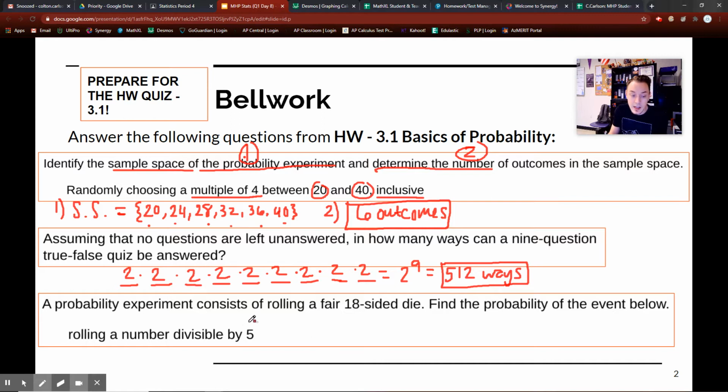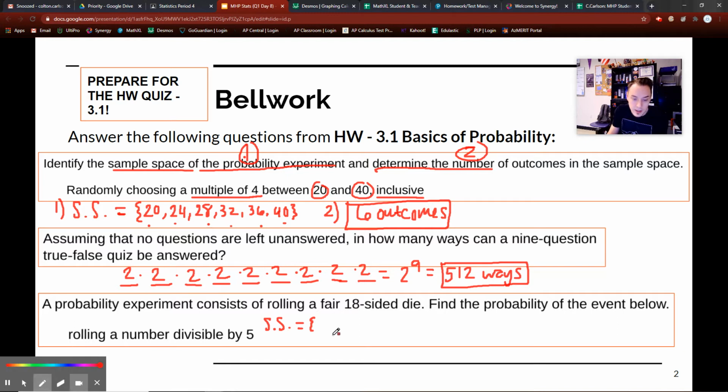A probability experiment consists of rolling an 18-sided fair die. Whoa, D&D life. Rolling a number that is divisible by 5. How can I do that? Well, first of all, I want to list out my sample space. Always list out your sample space. What is that?